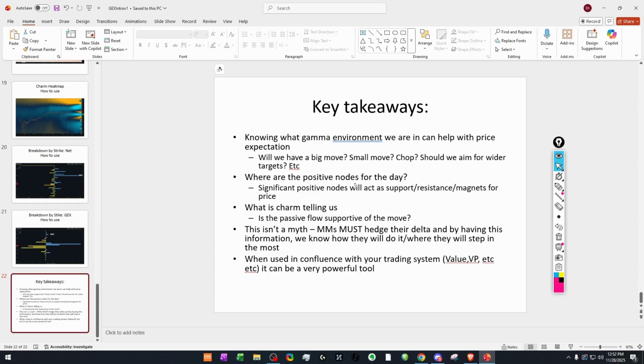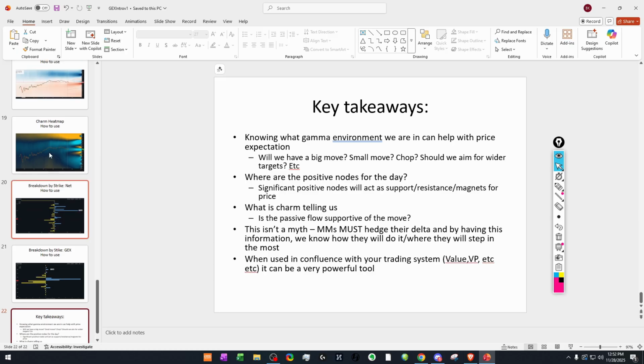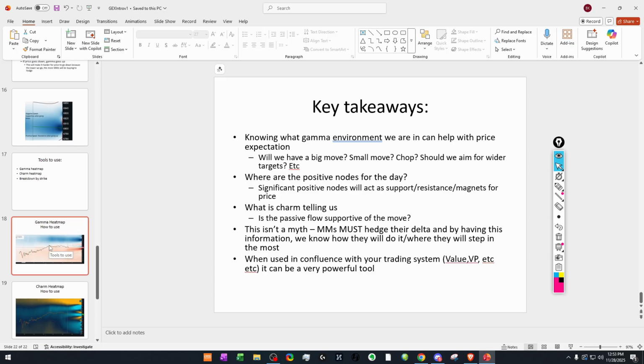So the key takeaways: knowing what gamma environment we are in can help with price expectation. Will we have a big move, small move? Will it be choppy? Should we aim for wider targets? What kind of volatility are we going to have for the day? And this is known well in advance.